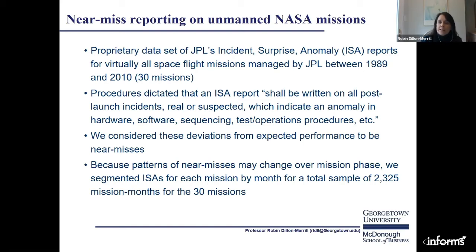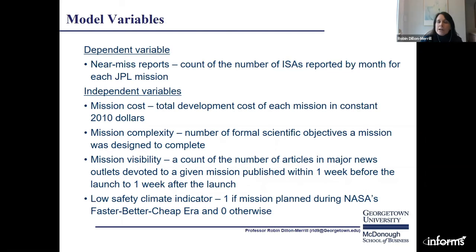And so we considered these ISAs, these deviations from expected performance, to be near misses, because these weren't ones that killed missions or caused catastrophic failure, but they were incident surprise anomalies. We did several different things to analyze this set of data. Because the pattern in near misses may change over mission phase, we segmented the ISAs for each mission by month, for a total sample of 2,325 mission months for the 30 missions. Our dependent variable was near miss reports, a count of the number of ISAs reported by month for each JPL mission. And then we had a number of independent variables.